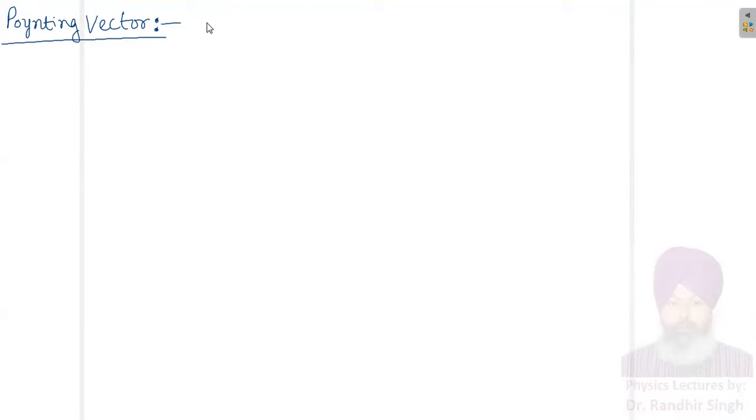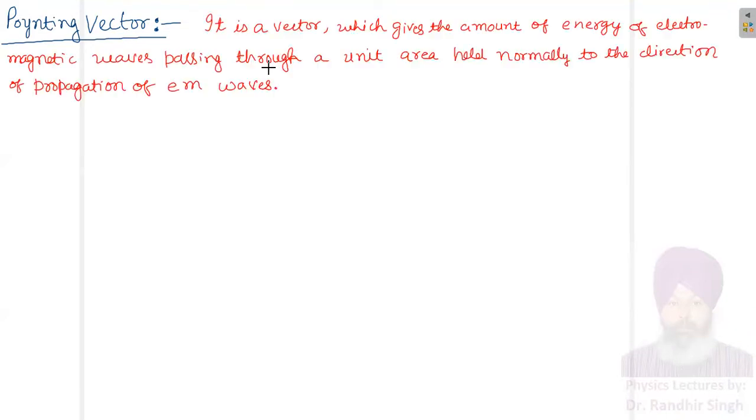In today's lecture, we will be discussing the Poynting vector. Let me write its definition for you. Okay, this is the definition of the Poynting vector.